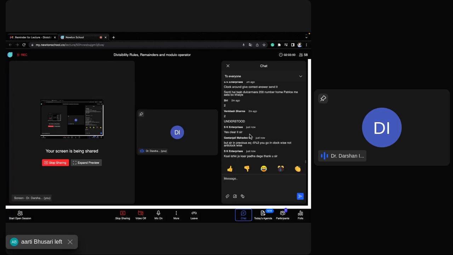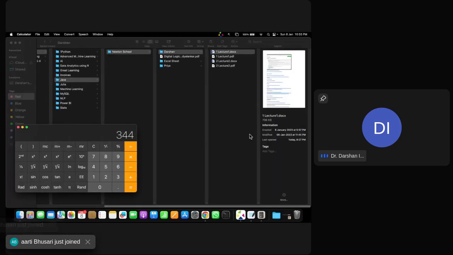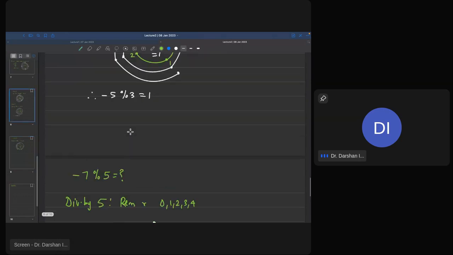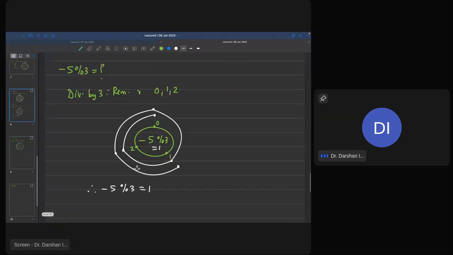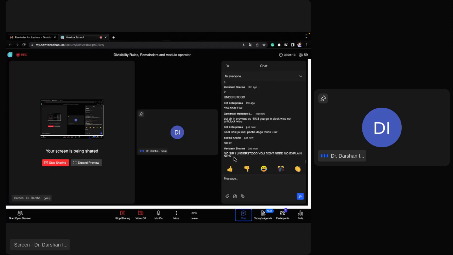But sir, in the previous equation, minus 5 modulo 3, you go in the clockwise, not, no, I went anti-clockwise only. I went anti-clockwise. It is anti-clockwise, no? Okay, you understood it. Okay, great, Venkatesh.